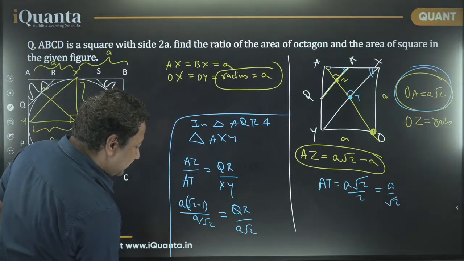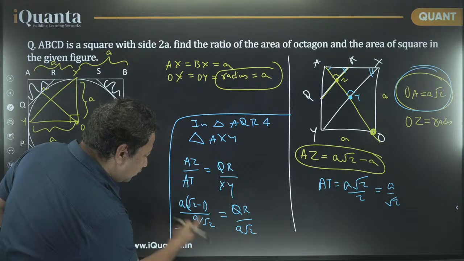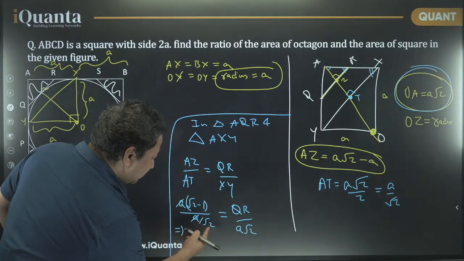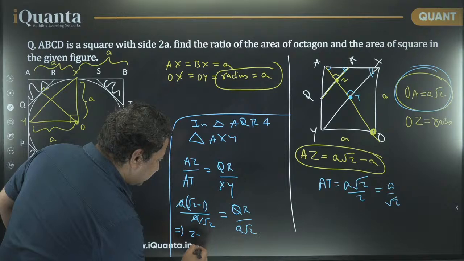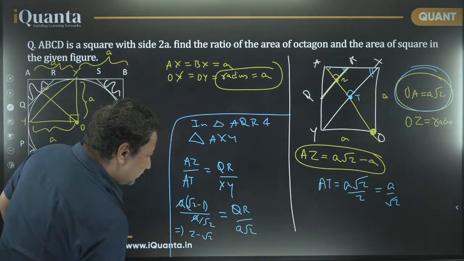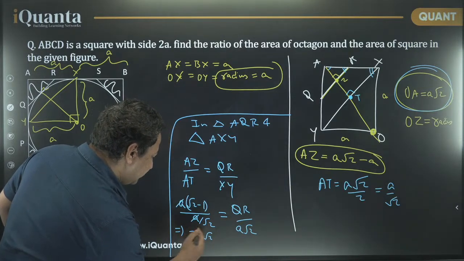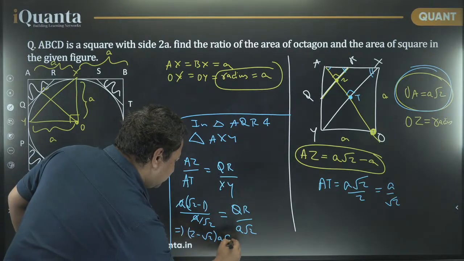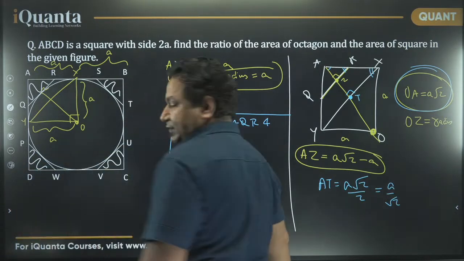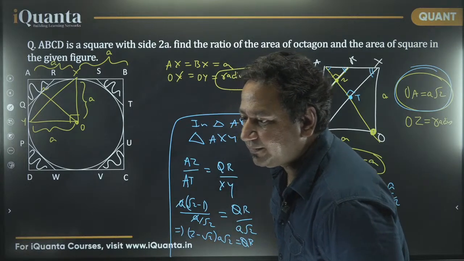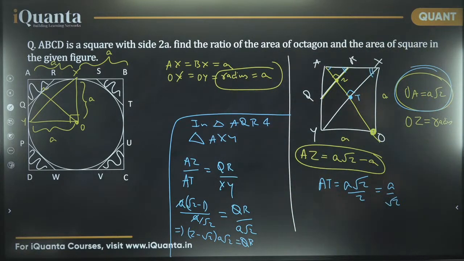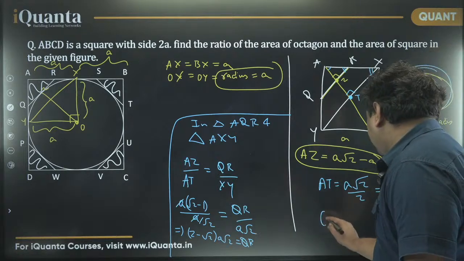So let me do one thing. If I send root 2 ऊपर, this A and A get cancelled. Root 2 into this will be 2 minus root 2. 2 minus root 2, and this goes here. Multiplied by A root 2 will be the value of QR. Cool. अबे सही है. Perfect. So now I got the value of QR.